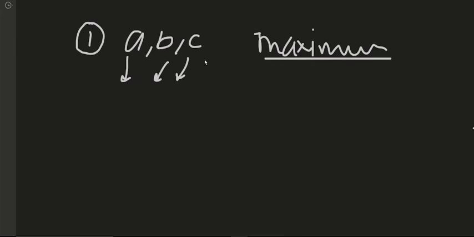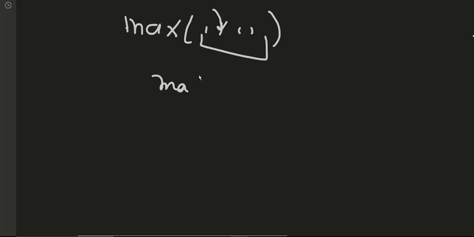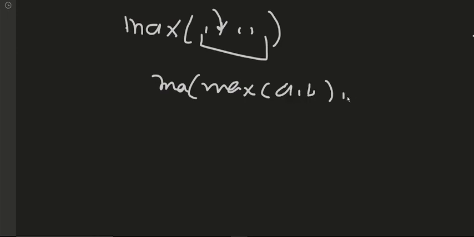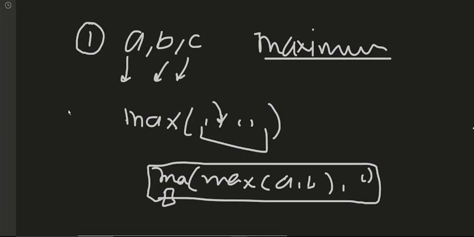First, you could simply use the max operator, but with the max operator you can find the maximum between only two numbers. Another way is to use max, and inside that use another max. This is nested: find the max of A and B, and then again find the max with C. This approach will work if you think deeply, but you have to think a lot.